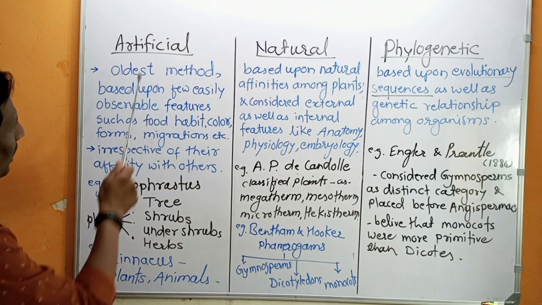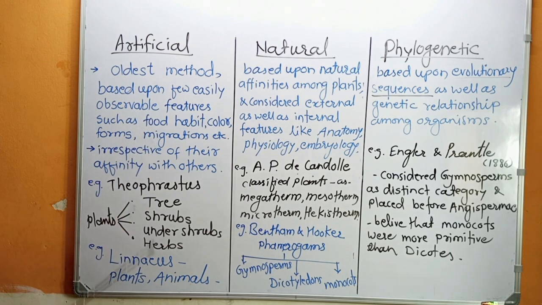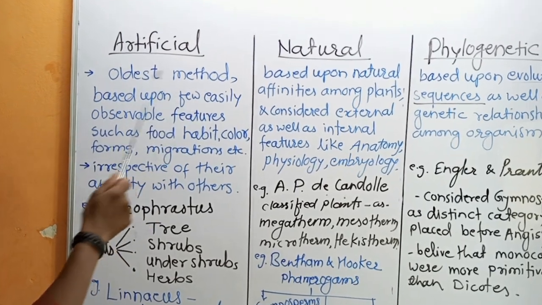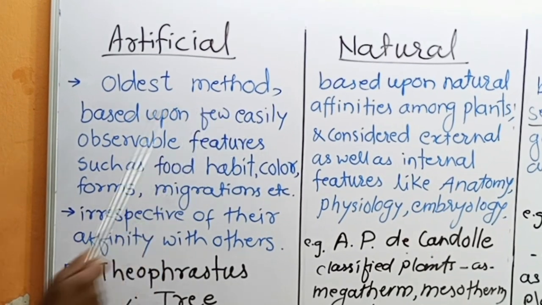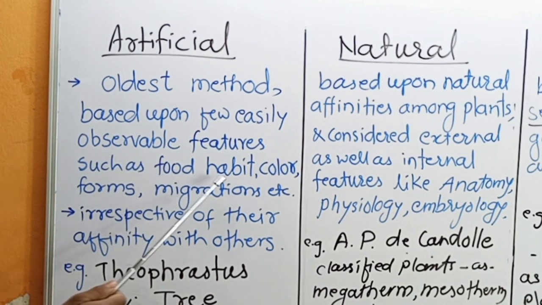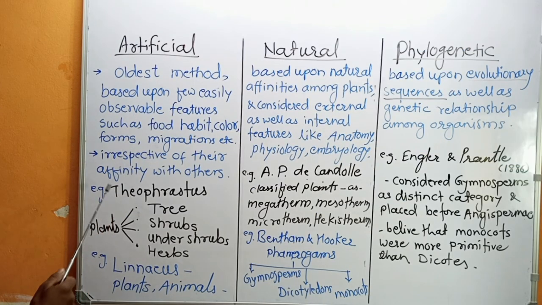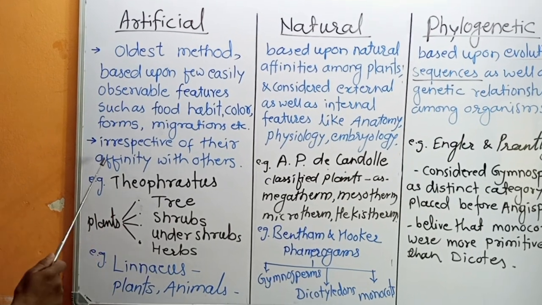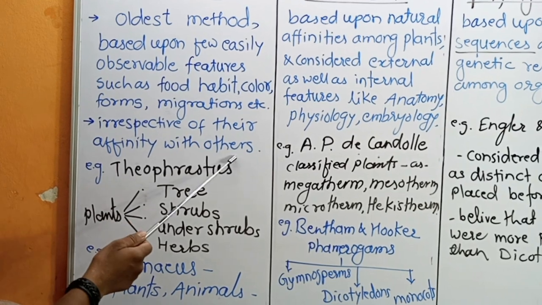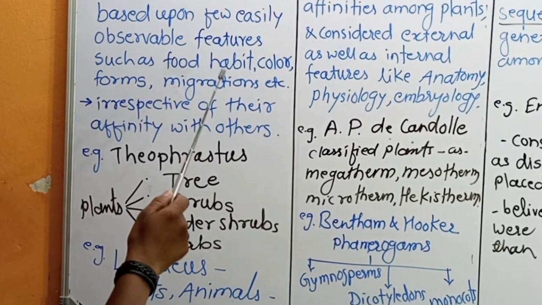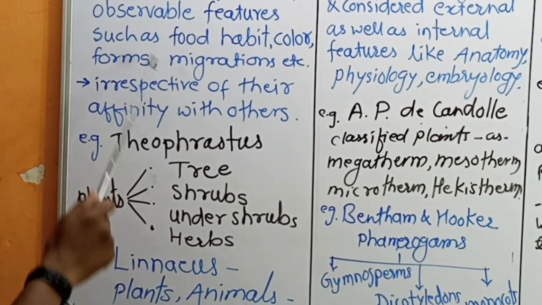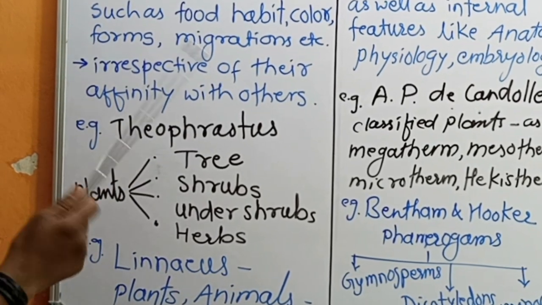Let us discuss first of all the artificial method of classification. This method is the oldest method and is based upon few easily observable features of an organism such as food habit, color, forms, or migratory habits. This method is actually irrespective of the affinities of these organisms with others. That's why it totally depends upon the observable features of the organisms, plants and animals.